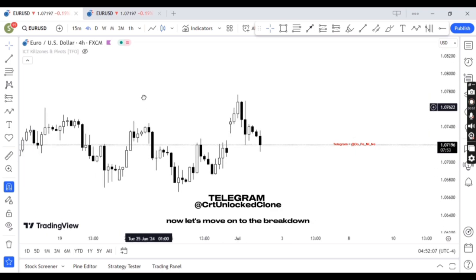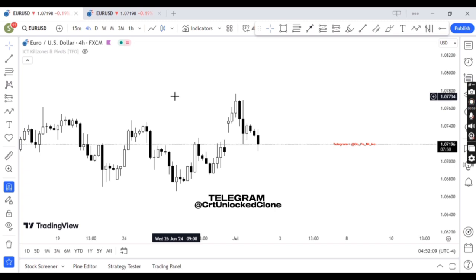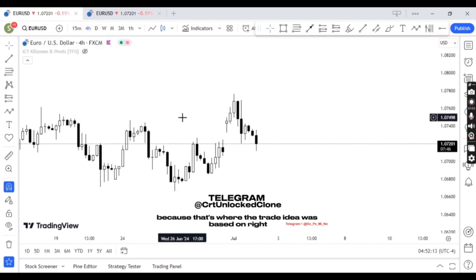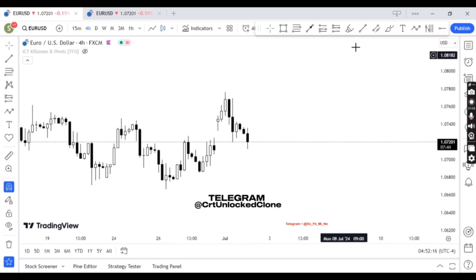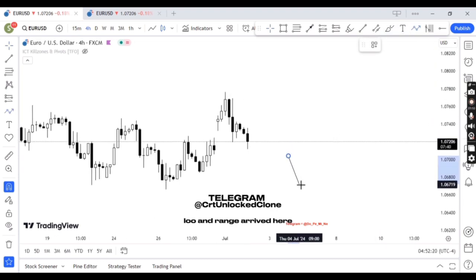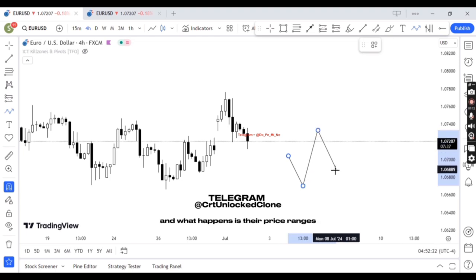Now, let's move on to the breakdown. Okay, so we're gonna start off with the 4 hour time frame because that's where the trade idea was based on. Now, based on range trading, we get this range low and range high right here. And price ranges or consolidates inside this range.